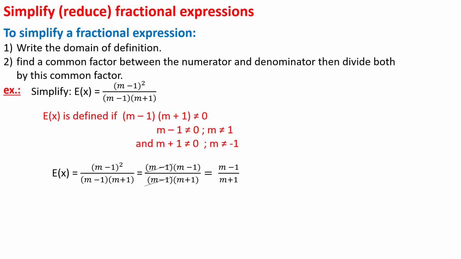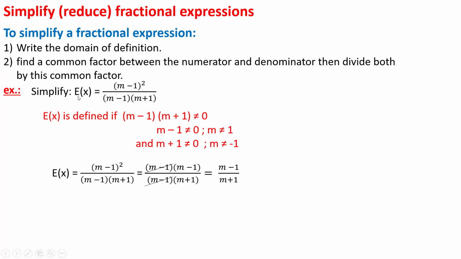After we write the domain of definition of a fractional expression, we simplify or reduce it. To simplify a fractional expression, first, as I said, we write the domain of definition: whatever you have in the denominator should be different from 0. Then we find a common factor between the numerator and denominator, and we divide both by the common factor.